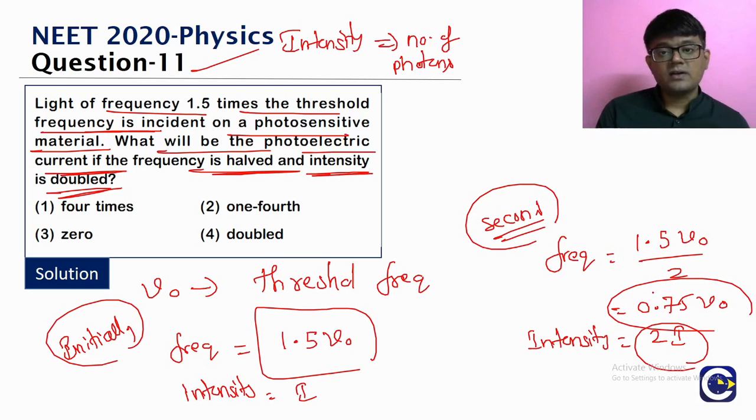Threshold frequency is nu naught. The frequency value in the second case is 0.75 times nu naught, which is less than the threshold frequency. So in this case, the photoelectric emission will not happen at all, because photoelectric emission happens when the applied frequency is more than the threshold frequency. You are doubling intensity, but the photocurrent is going to become 0. Photocurrent will begin only when the applied frequency is more than the threshold frequency.